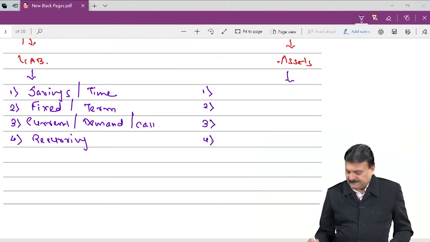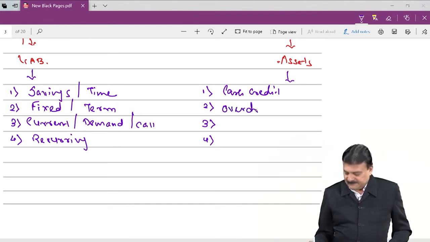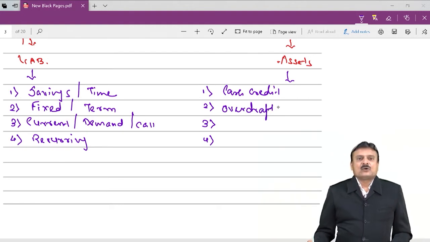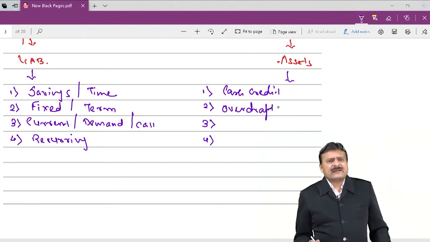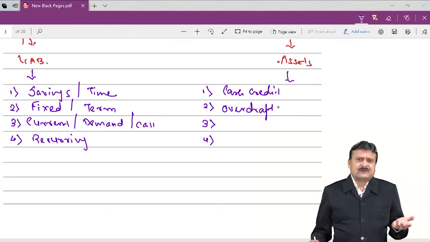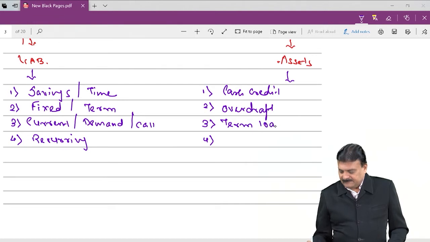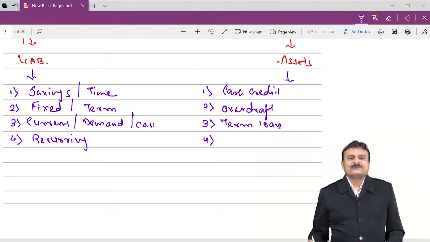When you talk about giving advances to the public, advances also are classified for the accountancy subject in 4 categories. First one, cash credit, given by the bank normally to businessmen. Same way, overdraft facility given by the bank to the public, more properly to businessmen. Third, the bank can give a term loan.